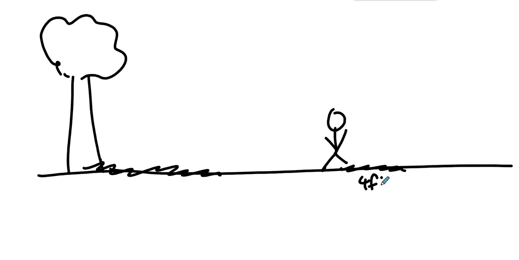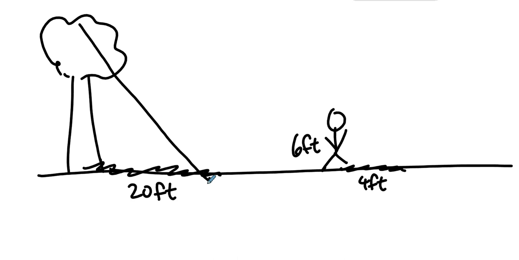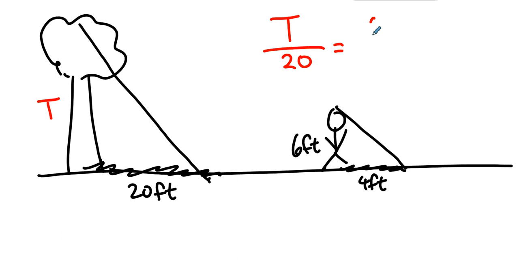So maybe the person's shadow is 4 feet long, and we happen to know the person, and the person is 6 foot tall. And then we know how long the shadow of the tree is. Maybe that shadow is 20 feet long. So we don't want to measure the tree directly because it would be dangerous to take a tape measure up the tree, but maybe we can use the fact that this triangle is similar to this triangle, and so these sides are in proportion. Whatever the height of the tree is compares to its shadow, as the person's height compares to the person's shadow.